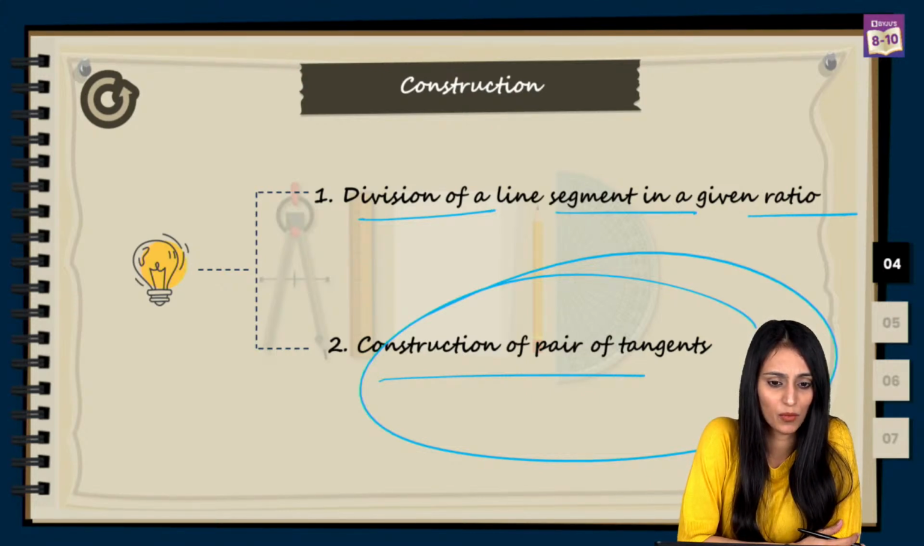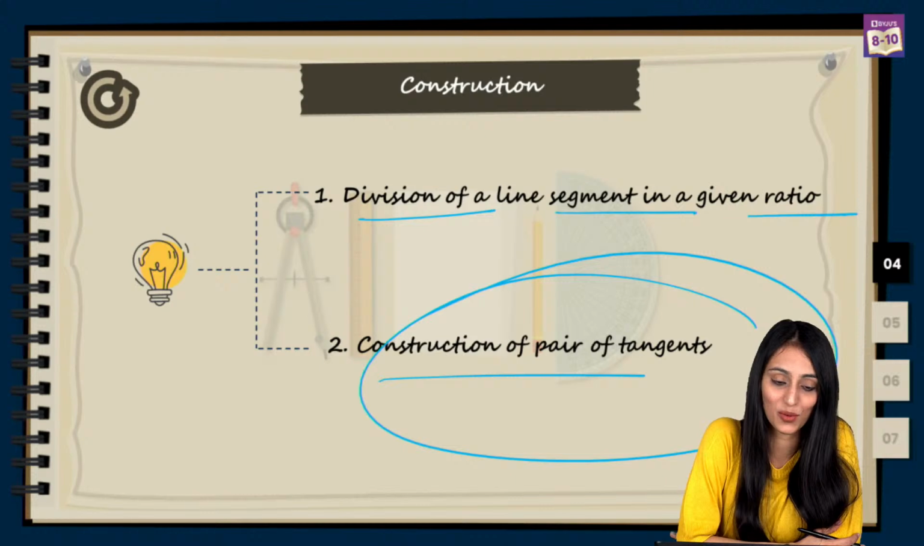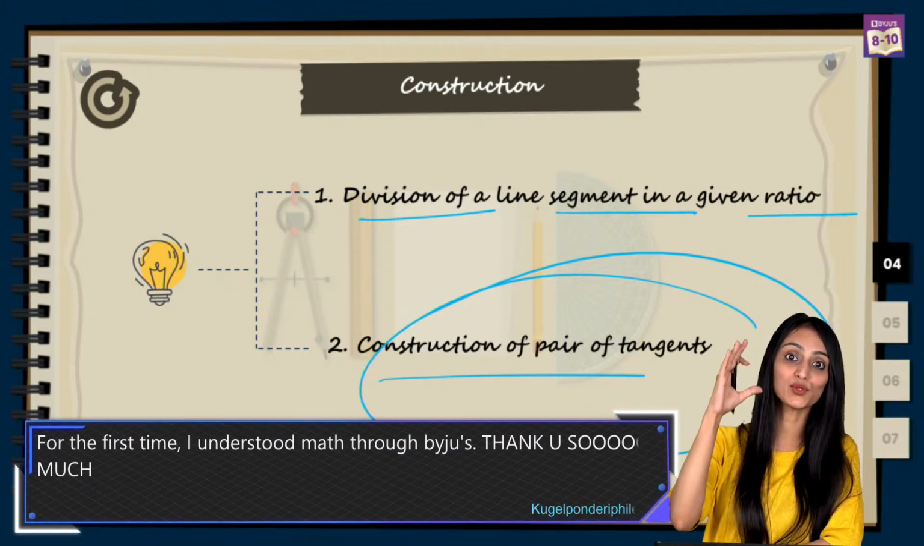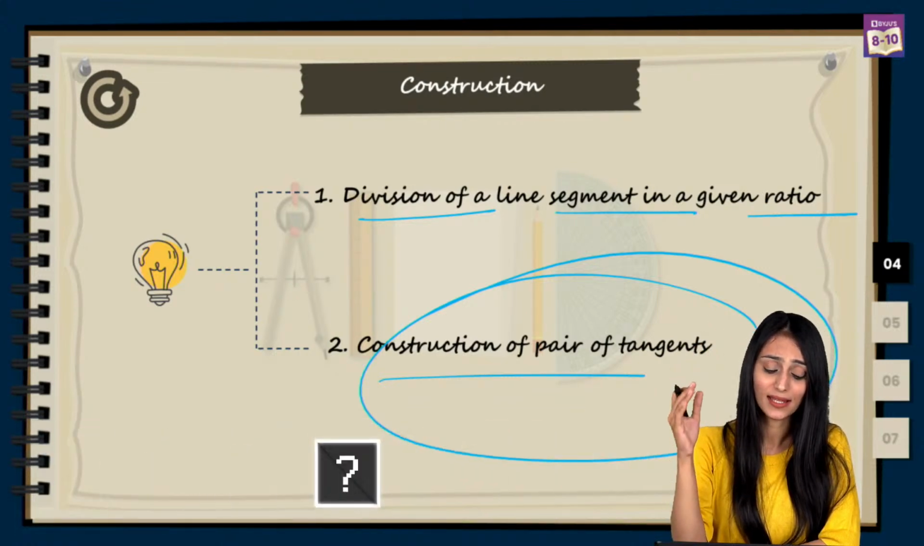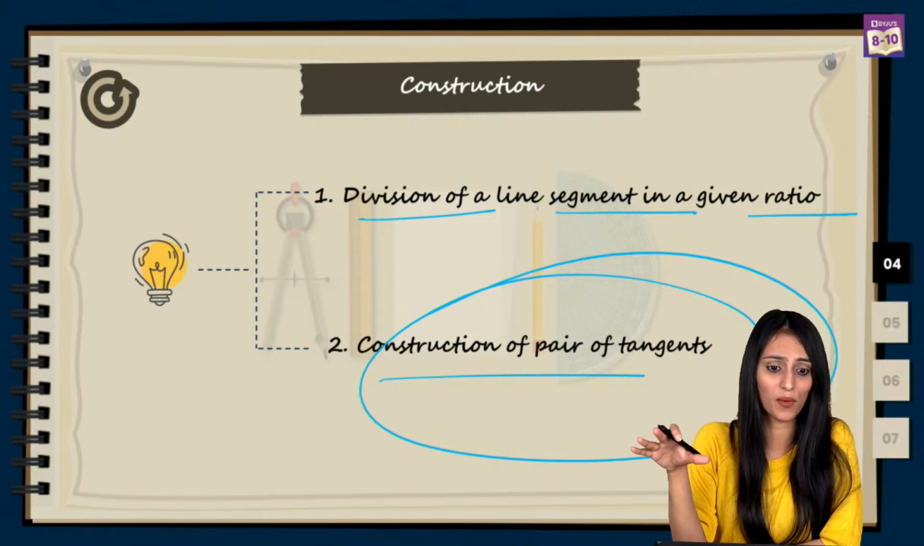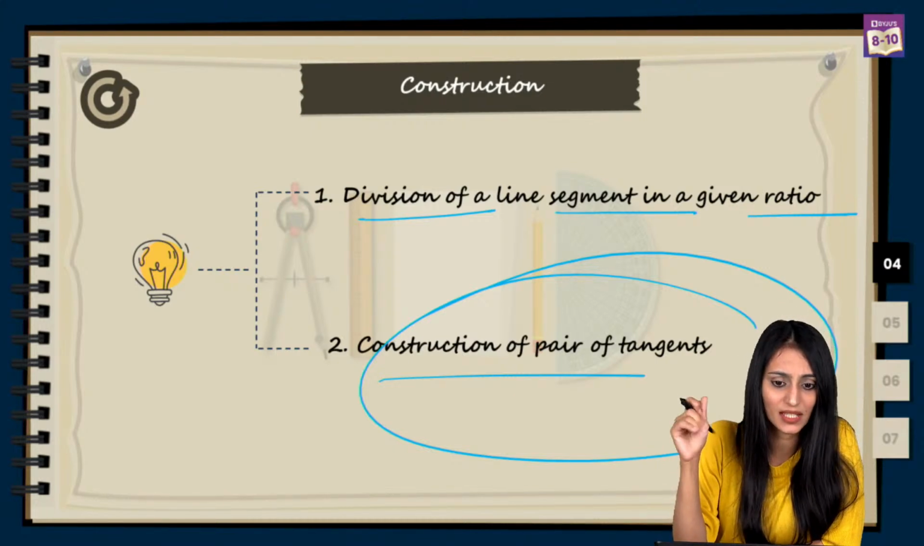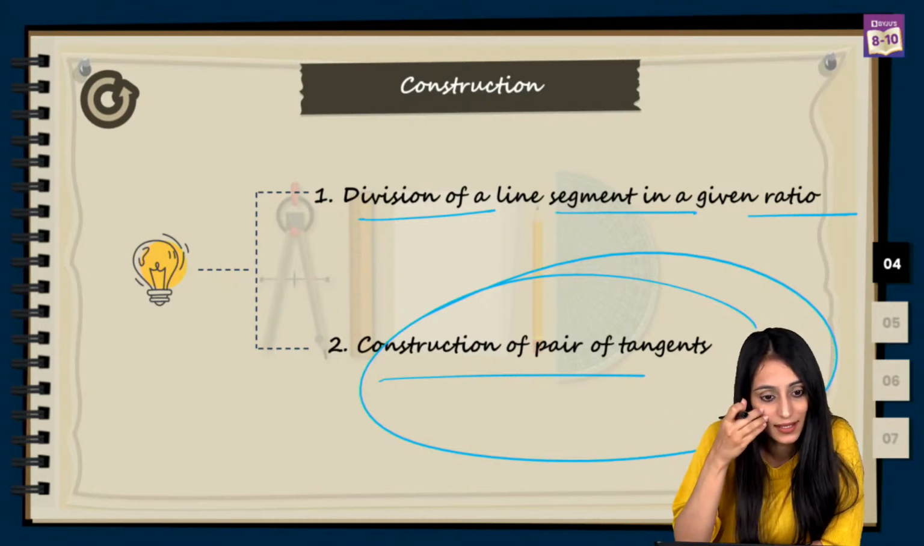In construction, will it come or not? Construction, definitely it is coming. All the chapters are important. Each and every chapter is carrying some weightage. So if you want to score 100% or 90%, whatever your goal is, then each and every chapter is important. Do not leave any chapter. And it's easy also, it's not difficult.